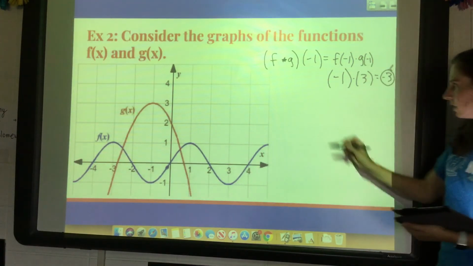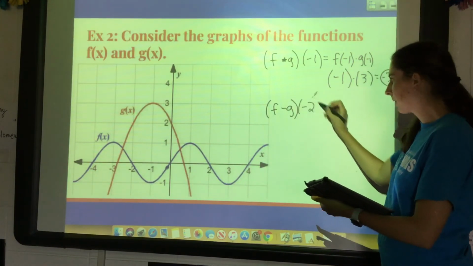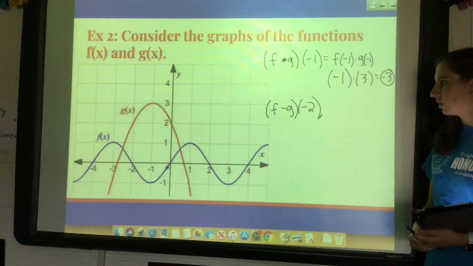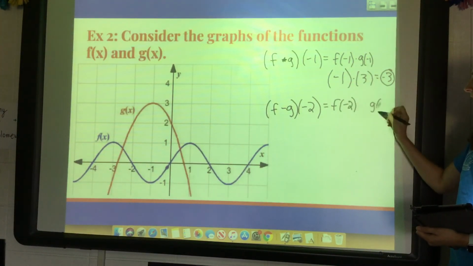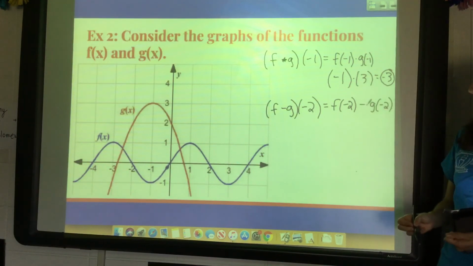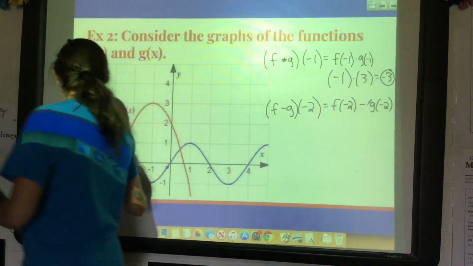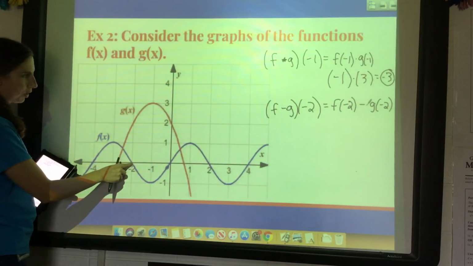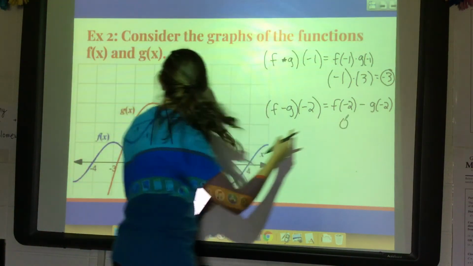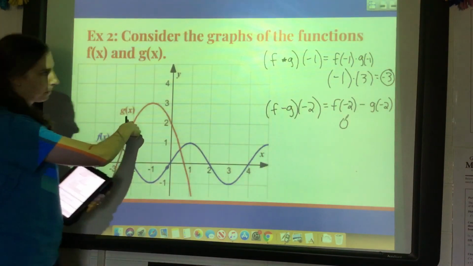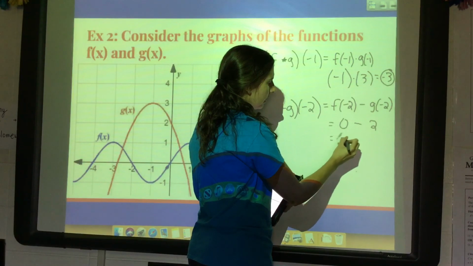And finally, let's try a subtraction. f minus g at -2. So we'll find f at -2, we'll find g at -2, and we'll subtract them. So here's my input of -2. The f function is at 0 right there. This is the point (-2, 0). And the g function is at 2. And I'm subtracting those. 0 minus 2 is -2.